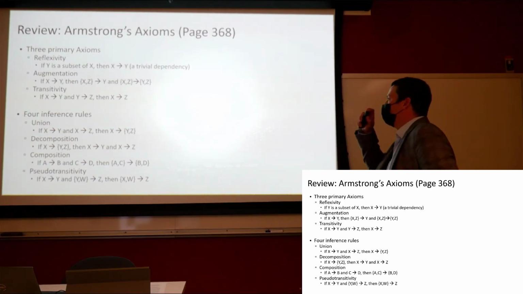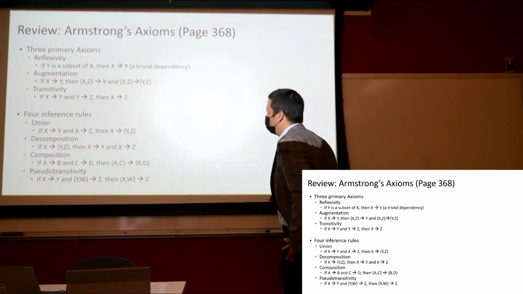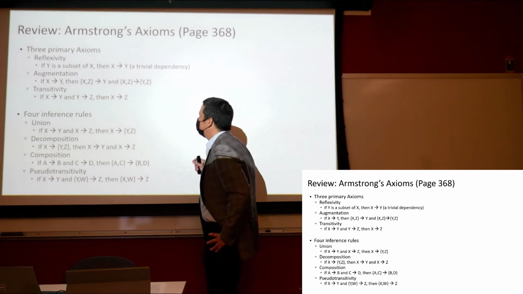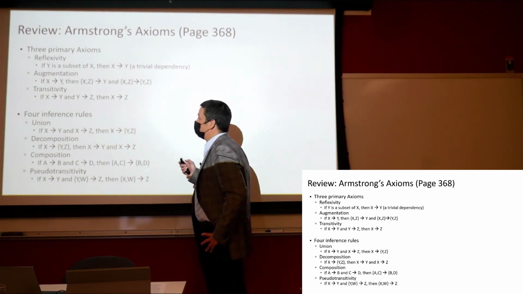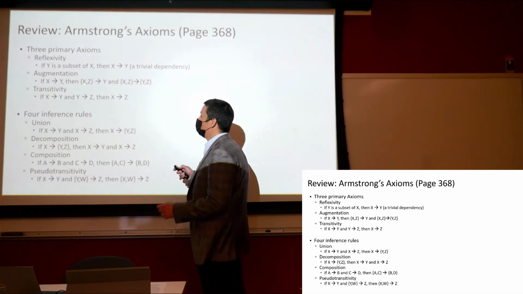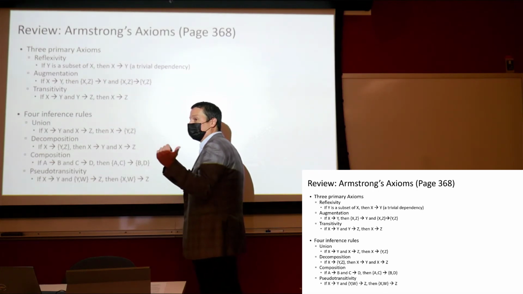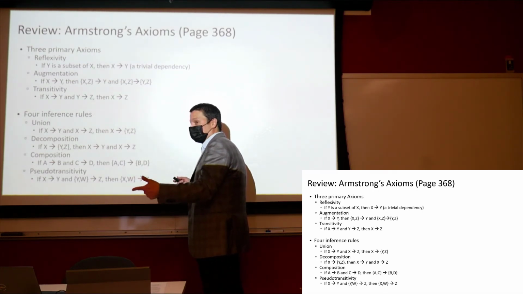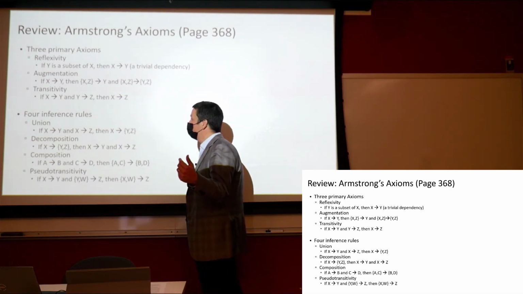Augmentation says we can add anything at all to the determinant and it will still determine the dependent, or we can add the same thing to both the determinant and the dependent. If X determines Y, then it's also true that X and any other attributes will still determine Y. If your PeopleSoft ID determines your email address, your PeopleSoft ID and your first name, last name, and hair color will functionally determine your email address, right?